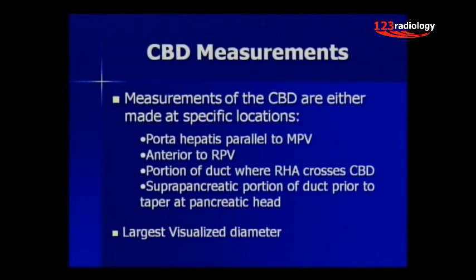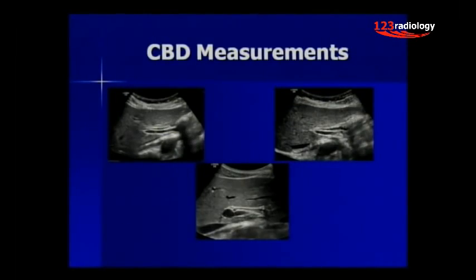One of the problems with measuring the largest visualized diameter is that we don't often see the entire duct in everybody, and therefore we don't know where the largest diameter is. If you're going to measure the common bile duct at one of these specific locations, it's important that you're consistent in your lab so that you can have consistency between patients and within patients on follow-up studies. These are just examples, again, looking at the common bile duct and looking at various areas where the duct is being measured.